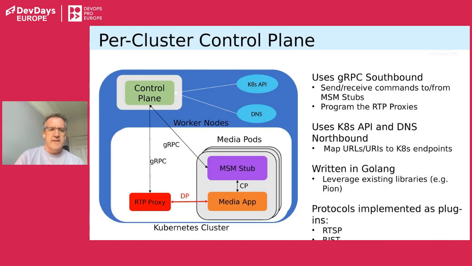So the next thing to talk about is the control plane. What we've done really is to split the control plane from the data plane. And the control plane, we just run that one per cluster because that minimizes our footprint. We're using gRPC as our southbound protocol to control the RTP proxy, but also to talk to the stub proxy that we have in each pod. It then talks to the Kubernetes API and to DNS, typically for things like mapping a URL to the actual Kubernetes endpoint. So we'll come on to how that works in a bit.